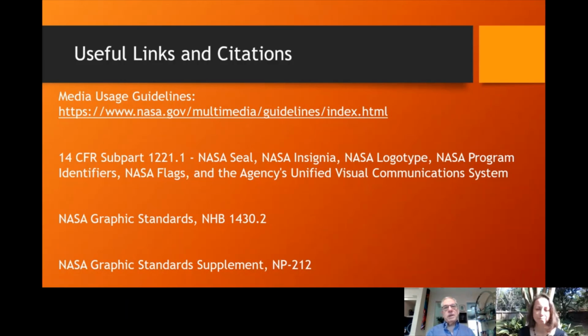Unfortunately, we don't have a graphic indicator police force, but if it's brought to our attention that somebody's misusing one of our graphic indicators, we will certainly send out a cease and desist order. We can get the IG involved if it's particularly egregious, but typically people just don't know, and as soon as they find out that they're doing something inappropriate, they'll stop it.